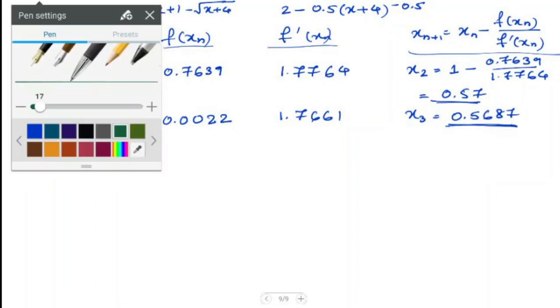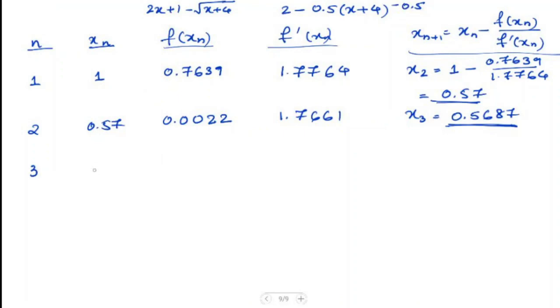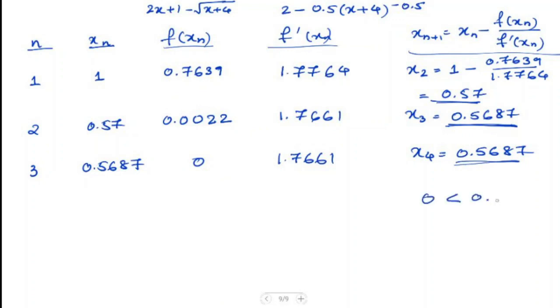So let's go ahead and do one more step. The value of x3 is 0.5687, and when we put this inside the function, we get 0, and for the derivative we get 1.7661. Then x4 is 0.5687. Now if we again subtract successive ones, we get 0, which is less than 0.001. True, so we can stop here, and our root of the function, or the intersection point, is here.